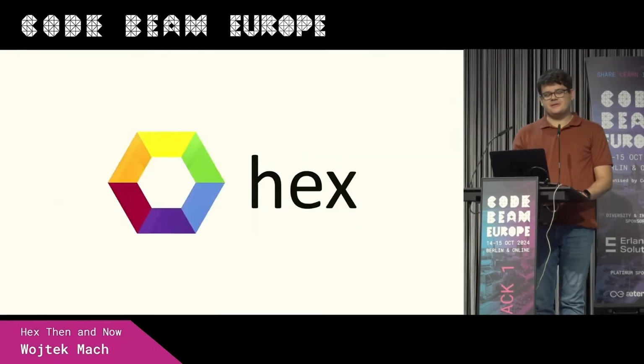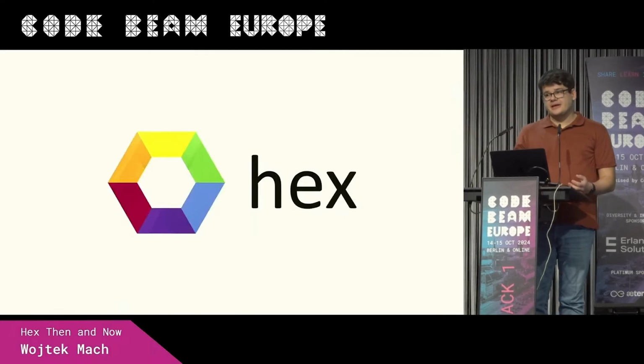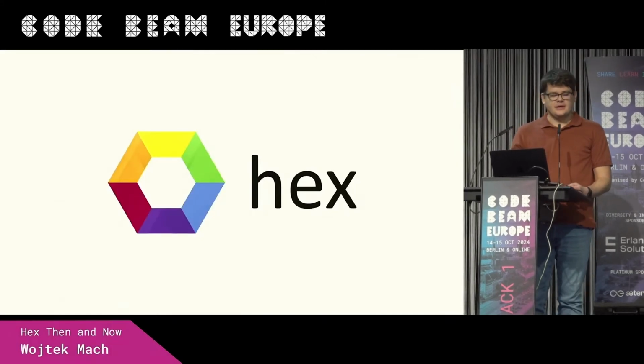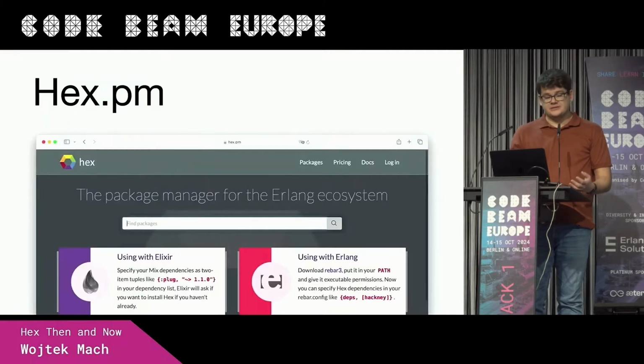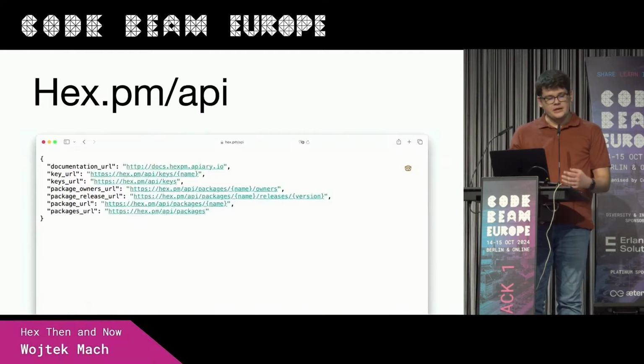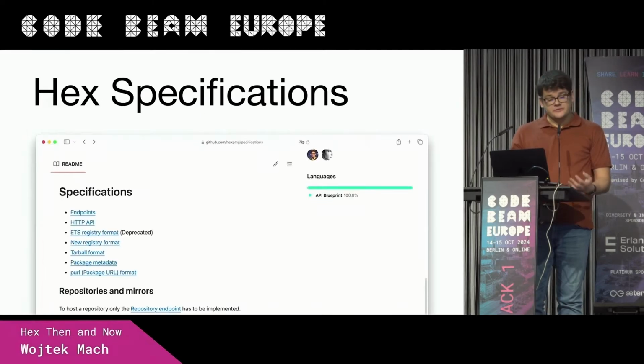So let's talk about Hex. In a way, Hex is a few different things. It is hex.pm, the website, and it says right there, it's the package manager for the Erlang ecosystem. And on the website, you can browse packages, there is some documentation, and we can sign up and publish our own packages. Hex is also an API. We publish packages through the API, and then we can have programmatic access to browse packages or build tools on top. Hex is also a set of specifications.